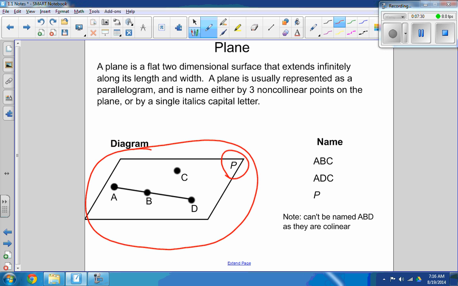Now note, I don't name it ABD because the 3 points are collinear. I have to use 3 non-collinear points. In other words, 3 points cannot be on the same line. So I have to name it with 3 points that are not on the same line, as we did here, ABC or ADC, those 3 points. I have to use 3 non-collinear points.